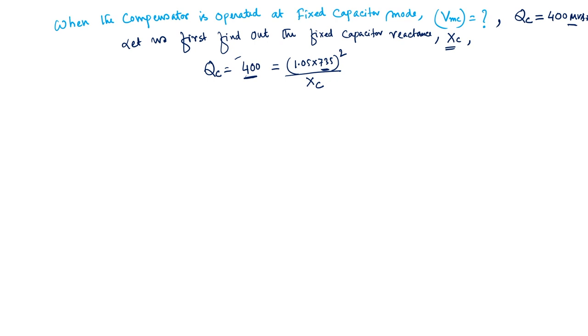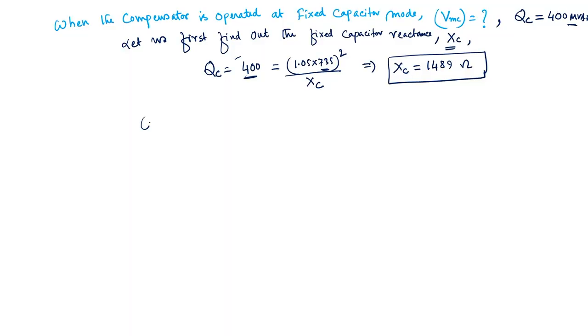Now, if you do that, then xc is found out to be 1489 ohm. Okay. So, you just put this xc to left hand side and bring 400 to the denominator of the right hand side and solve it, and you will get xc is equal to that. Now, when we get xc is equal to that, again we will put this value of xc in order to find out what would be the VMC, that is midpoint compensated voltage at this particular condition.